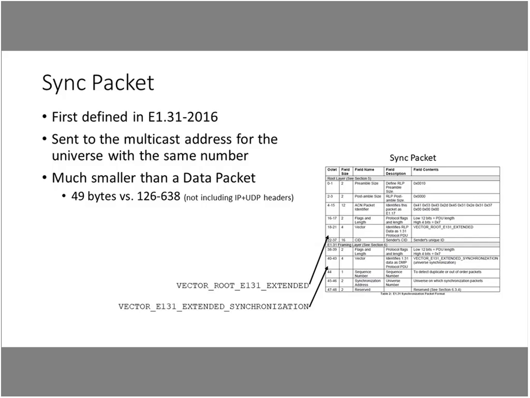So let's say I've got universes 1 through 10, and I want everything to sync to universe 2 for some reason. So universe 2 is the universe this sync packet will go out on. It will not go out on the other universes. All the devices on universes 1 through 10 will subscribe to the universe that they're getting their data from, but they will also subscribe and listen to the sync address, which will be universe 2 in this case, and that's where they'll get the sync packets.